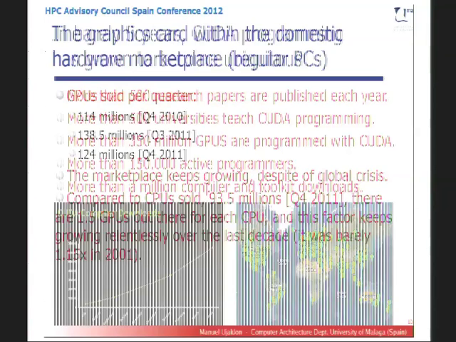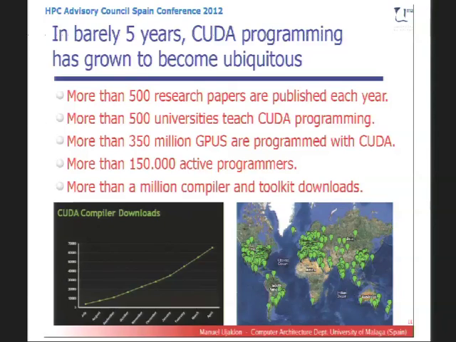Another thing is that, as you can assume, there has been an extraordinary evolution over the past 5 years, concerning the number of papers you see in conferences, the number of universities that are teaching it, the number of GPUs that are out there, the number of active programmers working with it, and the number of compiler downloads, which have skyrocketed right now. The model is pretty much everywhere, right?